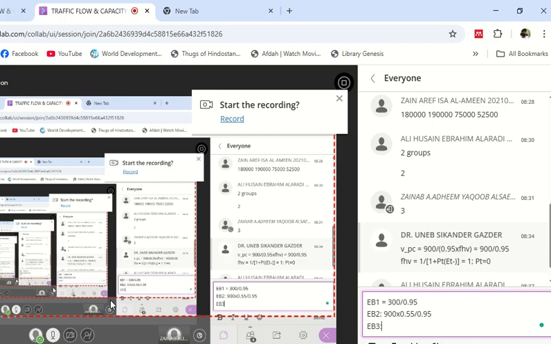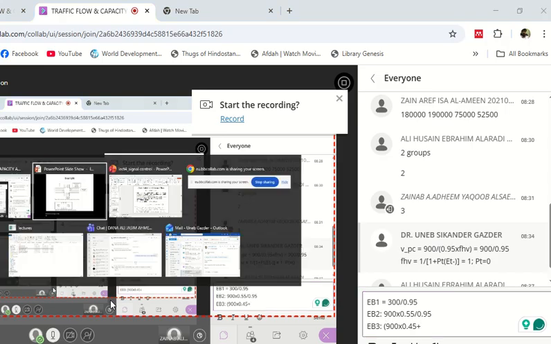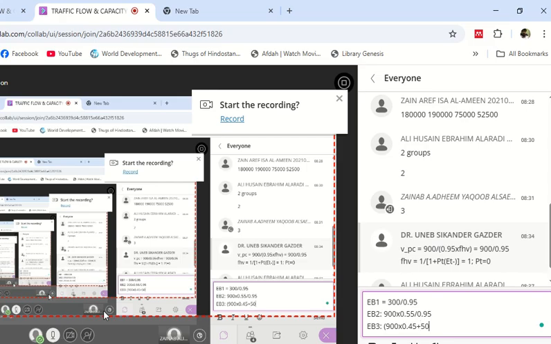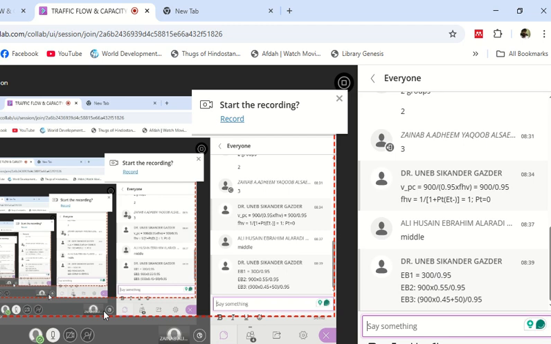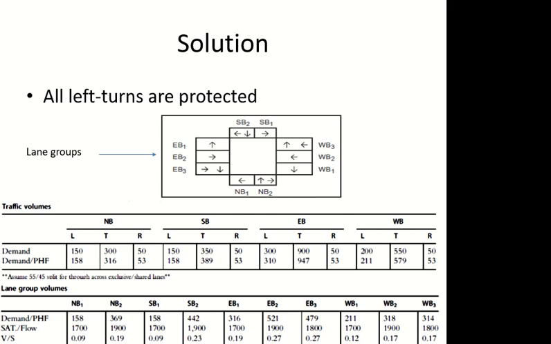And then the remaining of 900, plus the right turning. The right turning is 50. Again, divide by peak hour factor. So this is how the flow in the 3 lanes of eastbound is calculated. If the heavy vehicle factor was not 1, I would have put that as well here. So this is how these values are calculated.